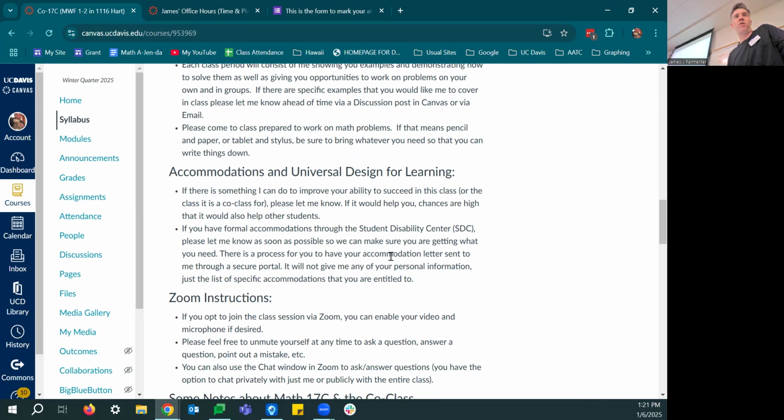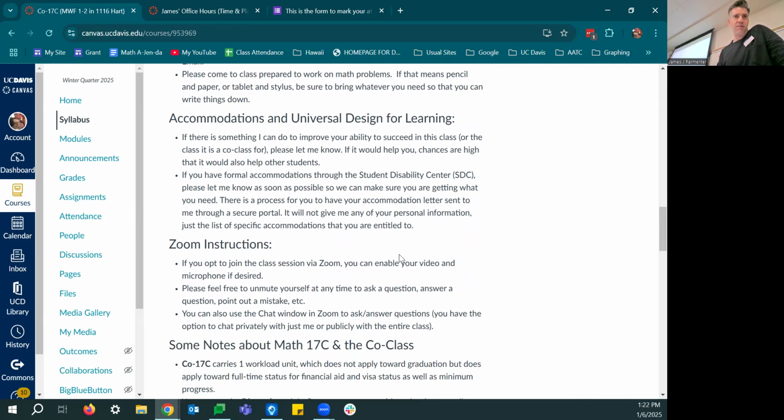If you have a formal accommodation through the Student Disability Center, please let me know as soon as possible so we can make sure you're getting what you need. This class doesn't really have any exams or homework or anything that requires a strict accommodation, but I'm certainly happy to accommodate whatever needs there are. If you need to record something, you're certainly welcome to, although I post everything anyway. If you need something else, either I'll get the letter or you can tell me, it's totally fine. I don't think we need to read the Zoom instructions. We've been doing Zoom for a while now.